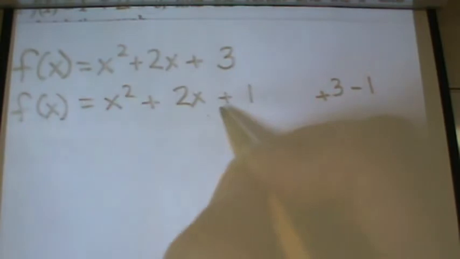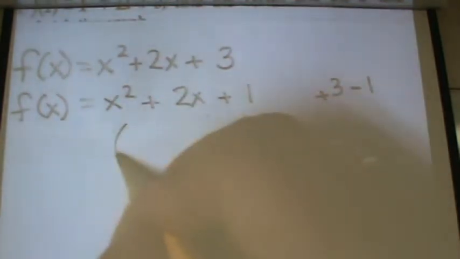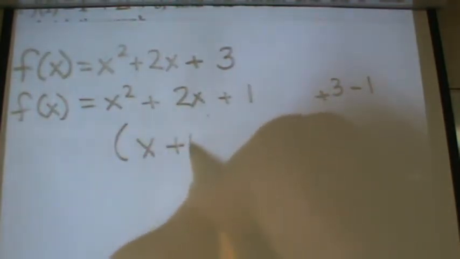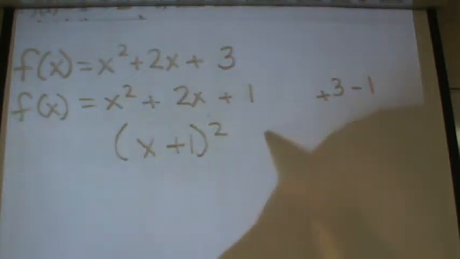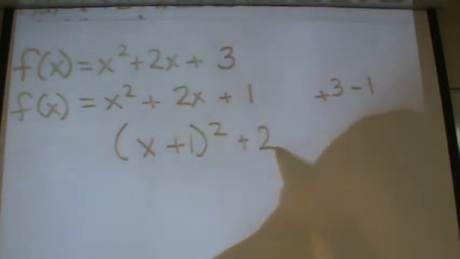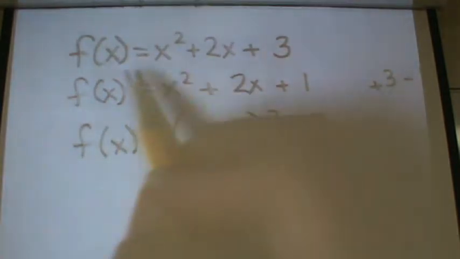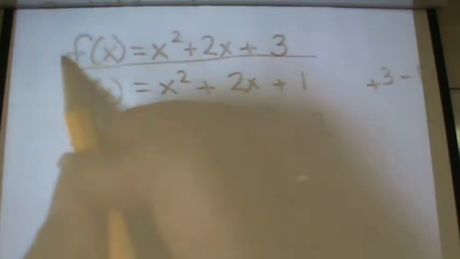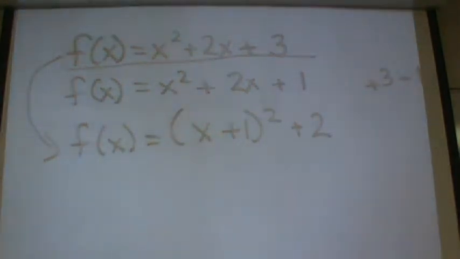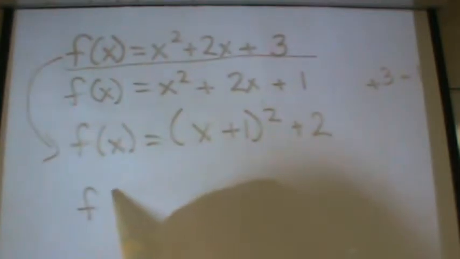Now, why did I want to add 1 and subtract 1? Because this is now factorable, and 3 minus 1 is 2. So guess what I just did? I just took my polynomial form and put it in vertex form. Now, I could have cheated and did this.